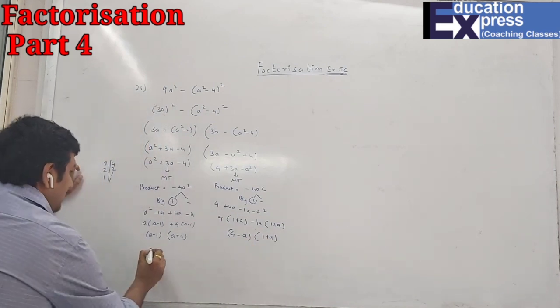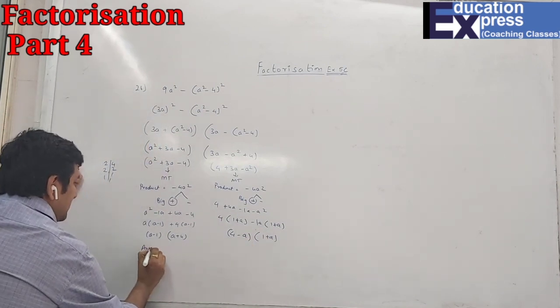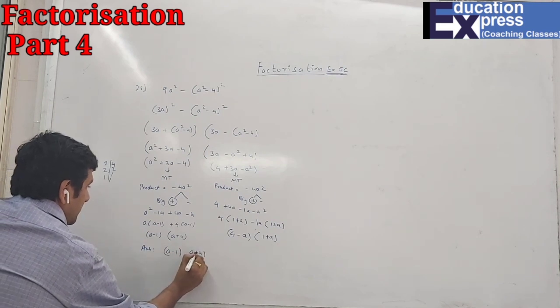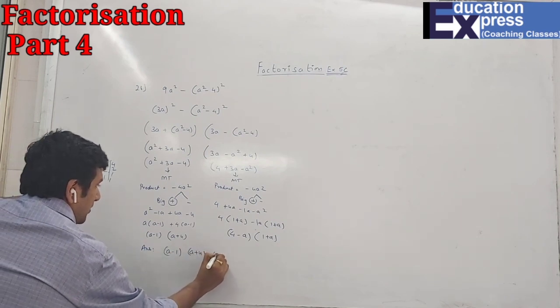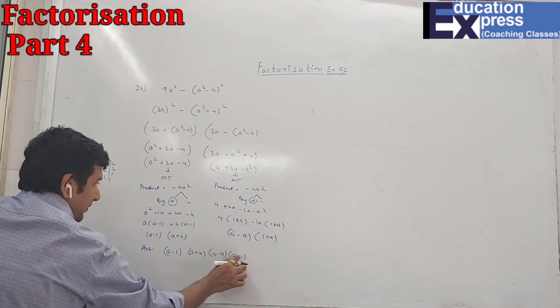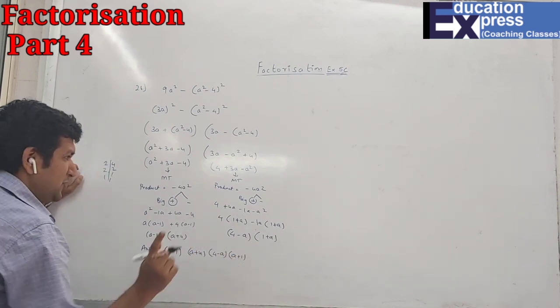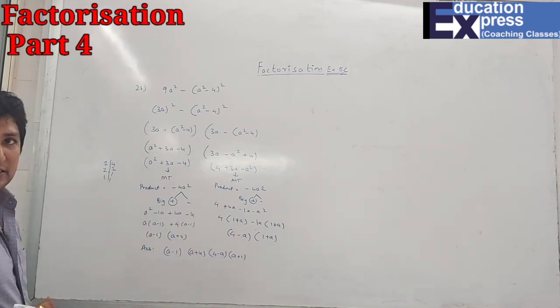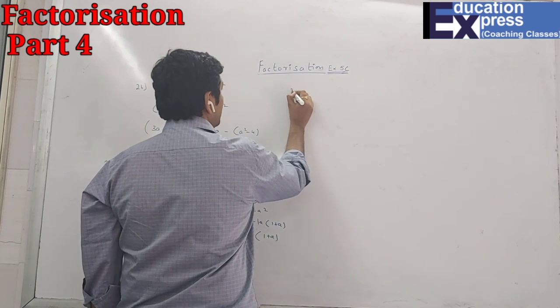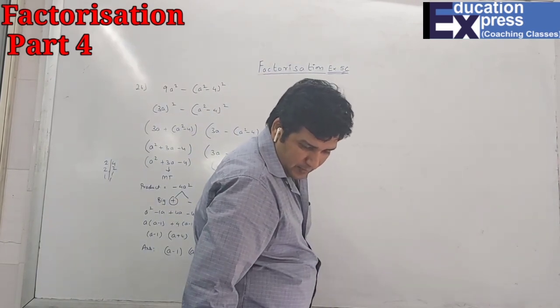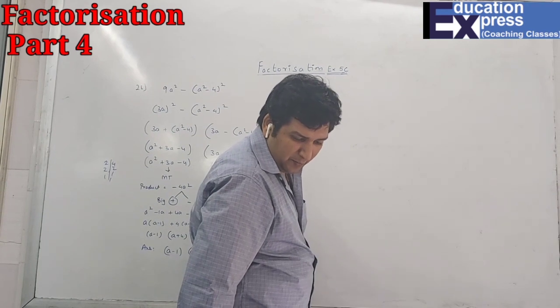So the final answer will be (a minus 1)(a plus 4)(4 minus a)(a plus 1). A was the variable, and if it is positive we write it first. Here it's not positive, so 4 minus a will come. So this is the final answer. Now the 30th sum. The 29th sum we have already done, so I am doing the 30th.